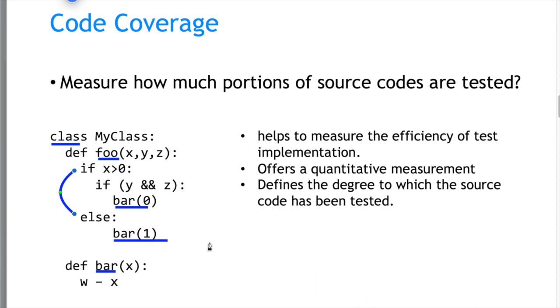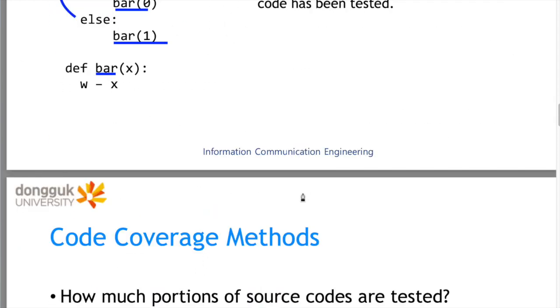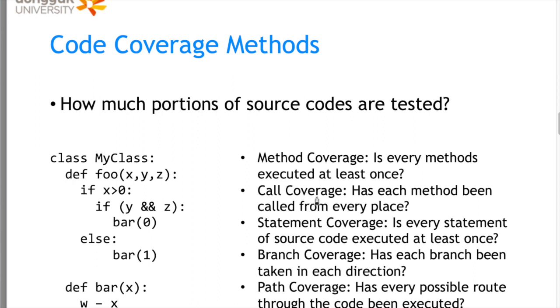If you want to design something to test your source code, then your test cases should run all the source code. There is no missing source code. That means your test cases should cover all the lines of your source code. That is the basic one, the minimum one. That is called code coverage. There are many code coverage methods. One is method coverage. Method coverage means every method should be executed at least once from your test sample.